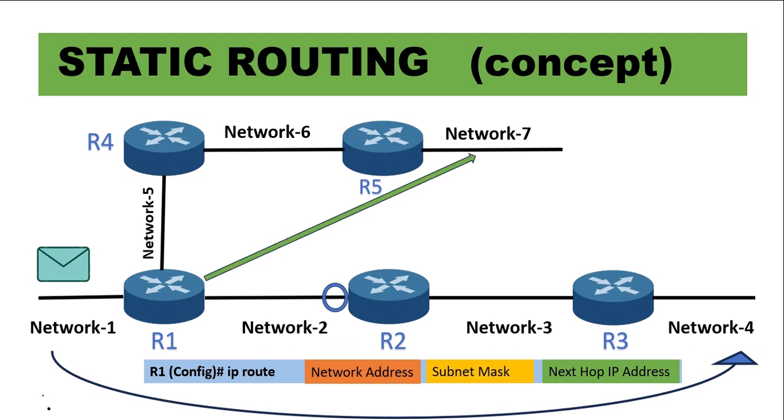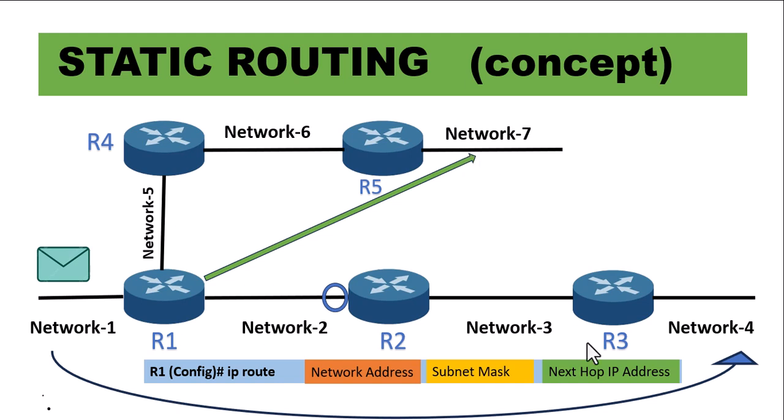If the packet wants to move towards network 7, there is another scenario in front of us, and we want to see what the router or the network engineer will do in case the packet wants to move towards network 7. Here the same IP route, the same command, the same configurations will be applied as for the path towards network 4. The only thing which will change here is the network address of network 7. Here we will enter the network address of network 7, the subnet mask of that network, and the next hop IP address for this network.